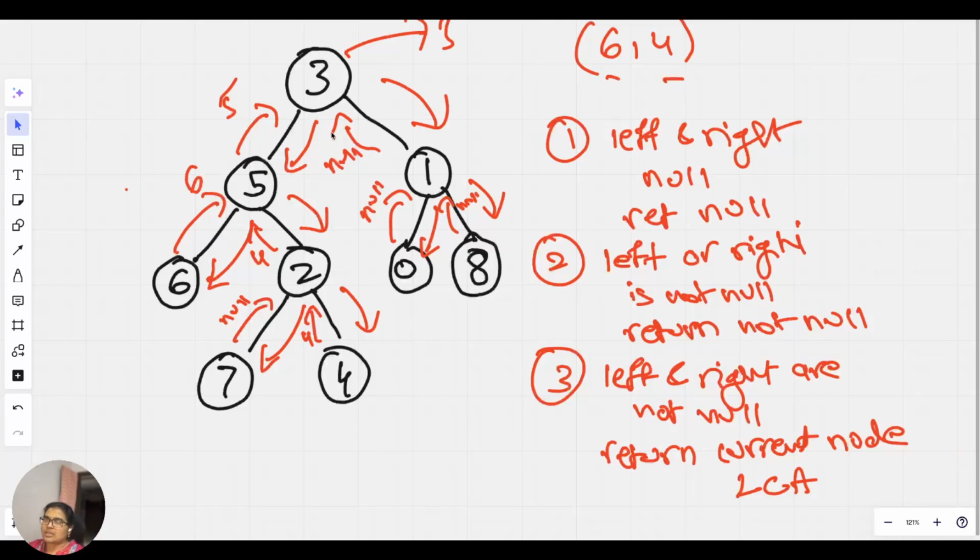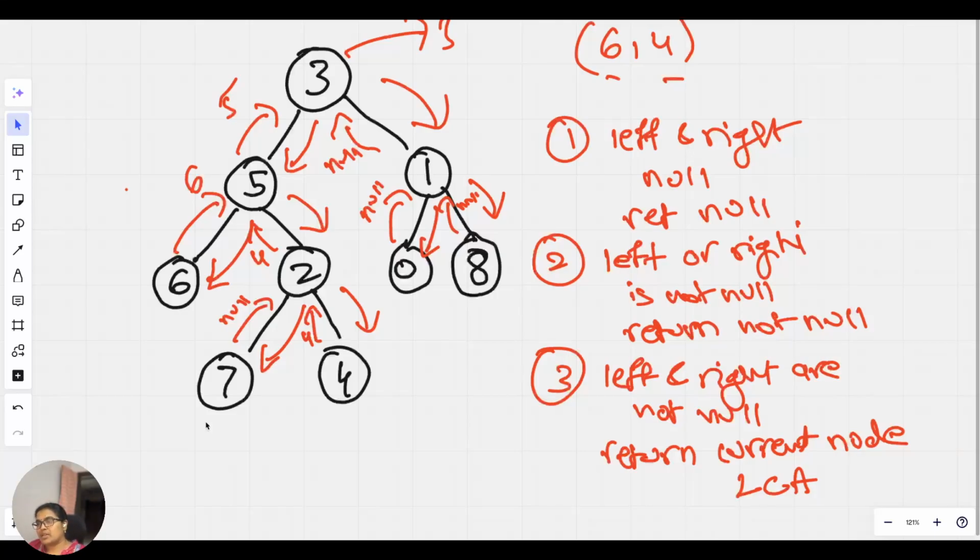So the overall algorithm is we will keep looking for either P or Q. Once we find either P or Q, we will start returning that. So there are three cases for returning. One is you didn't find P or Q in the left side of the tree or the right side of the tree. Then you will return null. You found either P or Q in one of them. That means either in left or right. Then you will return whatever is not null.